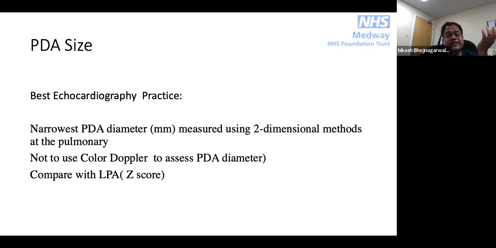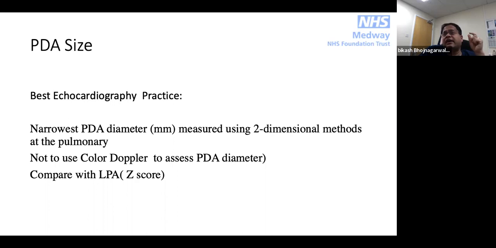My best practice is that the narrowest PDA diameter should be measured using 2D methods only, at the pulmonary end. We should not use color. Measuring any blood vessel on color will lead to overestimation, and it's not a great practice. So you should never use color when you're measuring a duct, and I'm sure most of us do that.